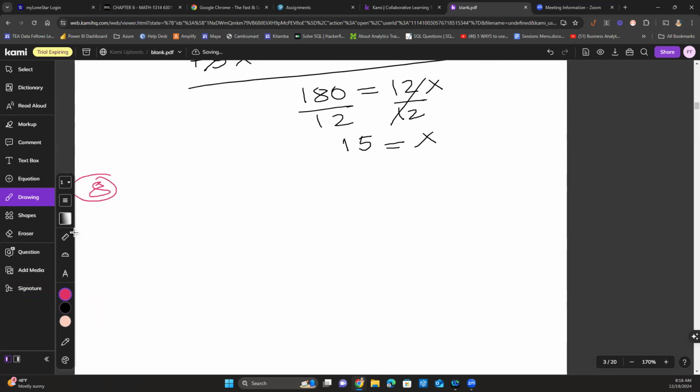Number 8. For number 8, I got this question on my assignment. It's 3 to the power of x squared minus 39.